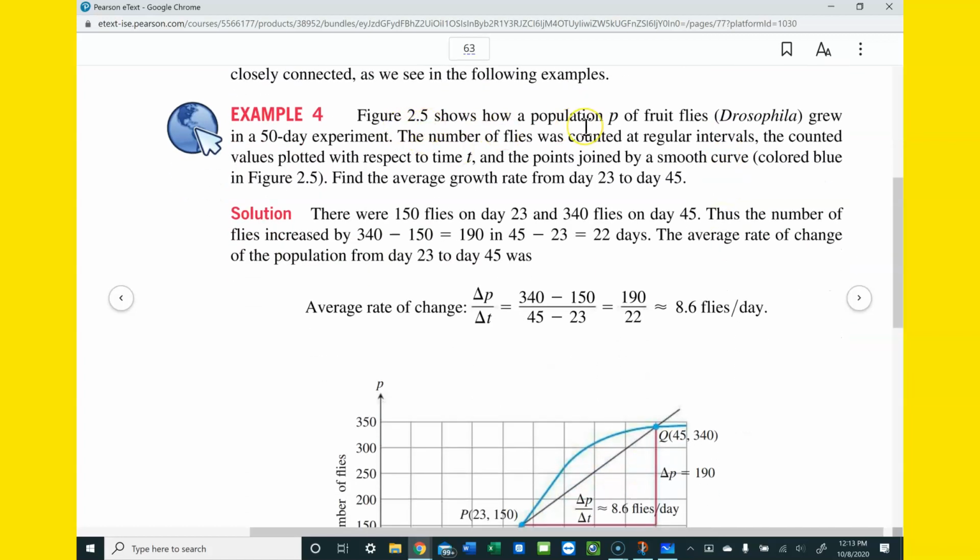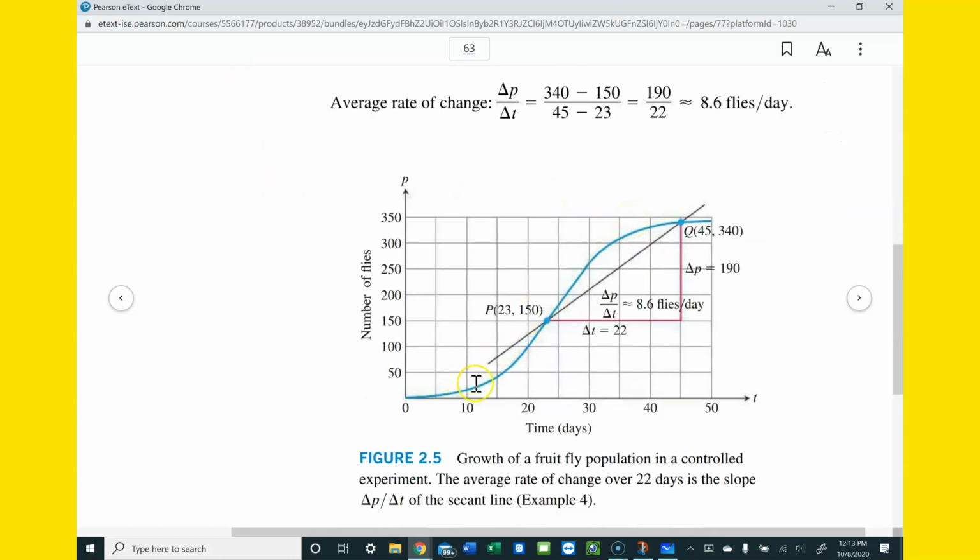All right, figure 2.5 shows how a population P of fruit flies grew in a 50-day experiment. The number of flies was counted, and the counted values were plotted with respect to time, and the points were joined by a curve. So they plotted these points that they figured out, and then they just drew a curve to connect the dots, and this is the curve that modeled that population of fruit flies as it grew over time.